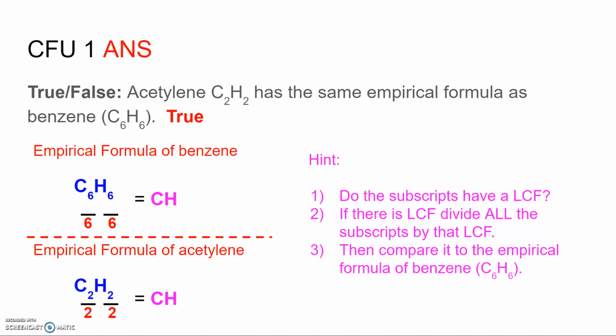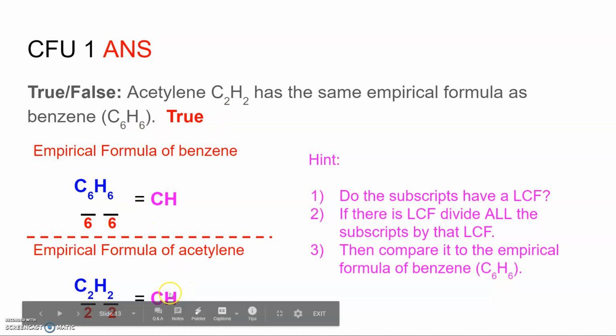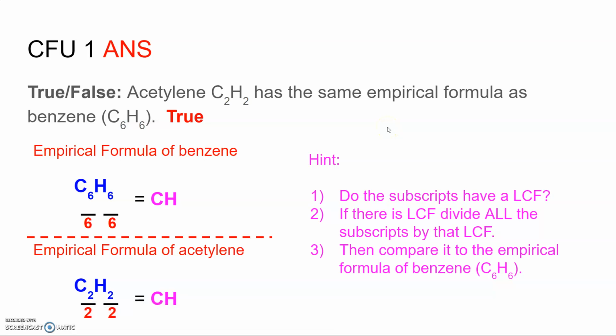All right, the answer is true. So the empirical formula for benzene is CH, and the empirical formula for acetylene is CH. And you can see that work shown here. So in benzene, the least common factor, to simplify it out, is 6, and then for acetylene, it is 2.